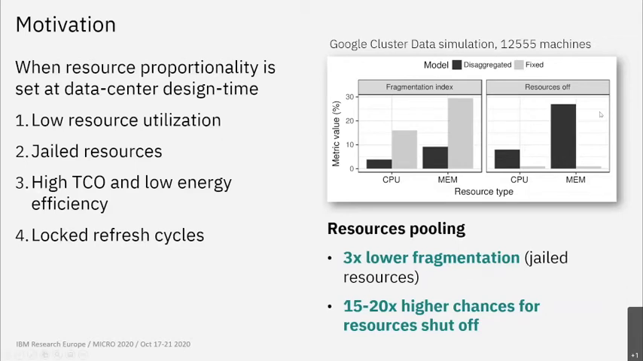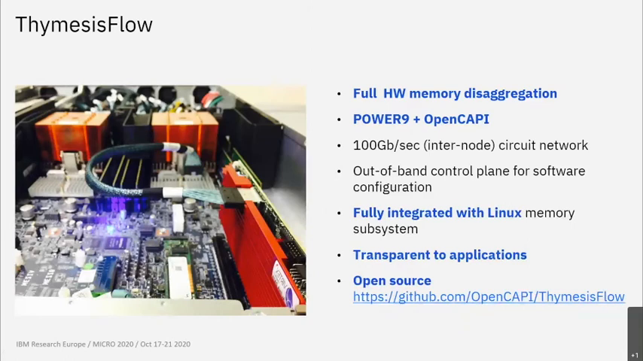At IBM Research Europe, we started with disaggregating the memory, and we have built ThymesisFlow, an open source framework enabling hardware-based memory disaggregation. It uses OpenCAPI coherent attachment and targets a Power 9 processor. We have a 100 gigabit per second internode disaggregation fabric and a full software stack that enables out-of-band configuration of the disaggregation system and full integration with the Linux memory subsystem, so that disaggregated memory appears completely transparent to applications.